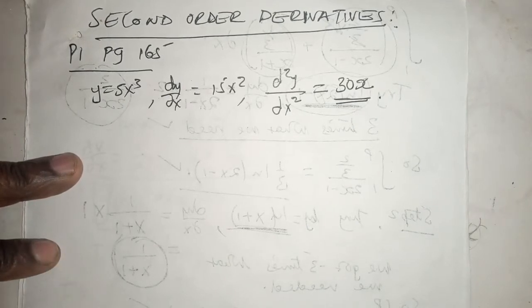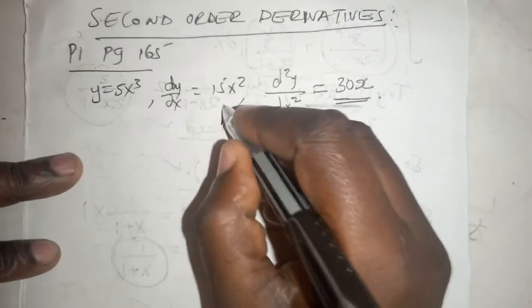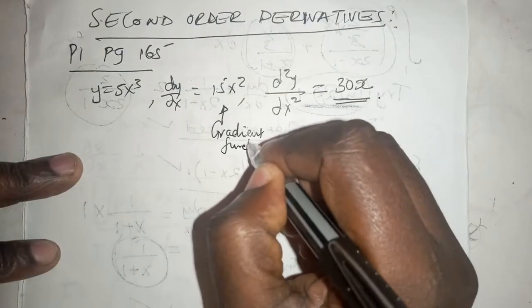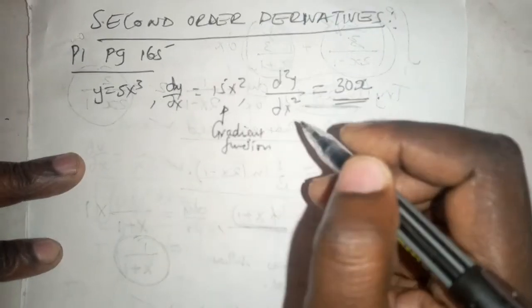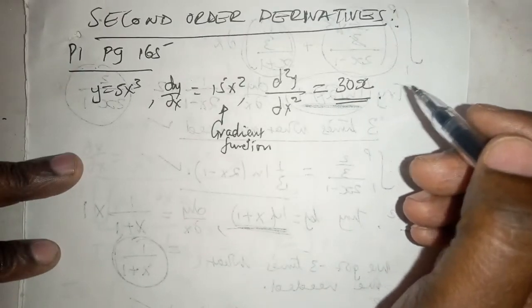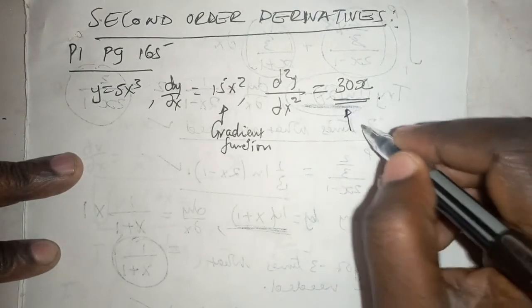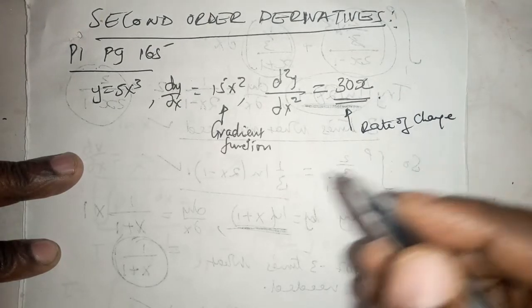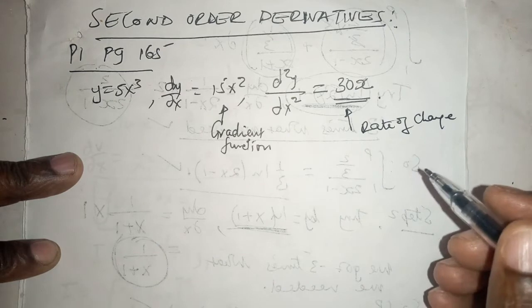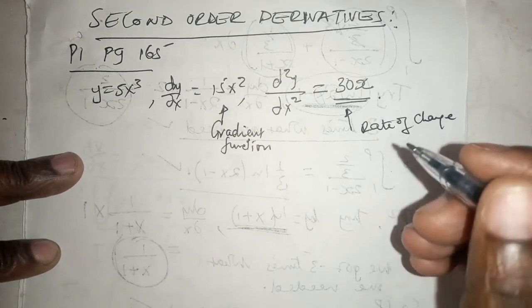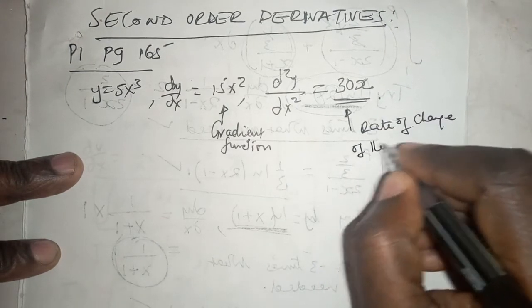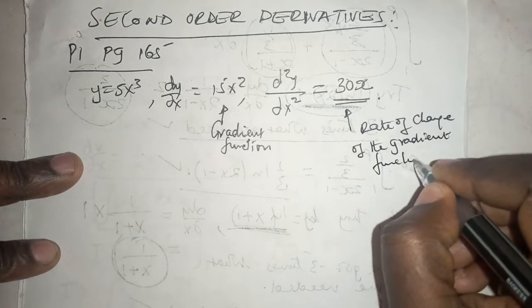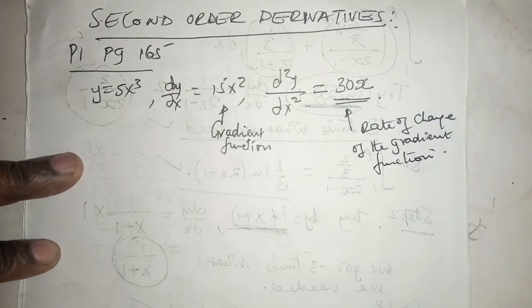This is the gradient function, and this is the rate of change of the gradient function.